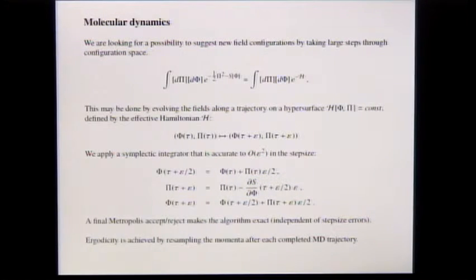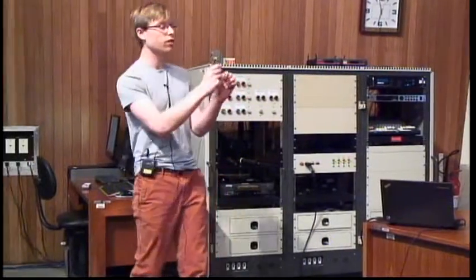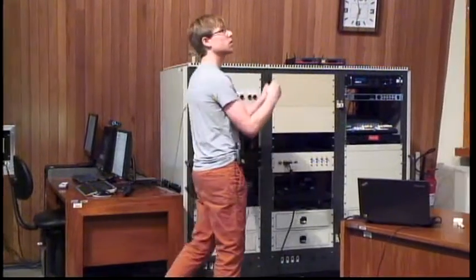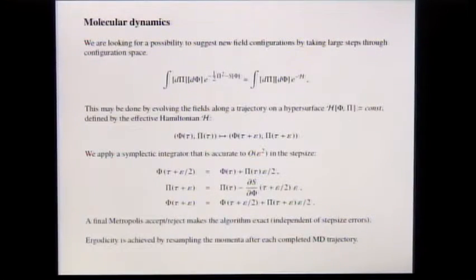Now, of course, we can use this fact by suggesting new field configurations by applying a molecular dynamics algorithm on the hypersurface provided by this effective Hamiltonian. So we will look for a new configuration on this hypersurface, and by that we make large steps in configuration space because we avoid that the algorithm really just carries out a random walk around one particular configuration that we started from. This is done by a symplectic integrator, which conserves the effective energy up to order epsilon squared in the step size. This is the particular scheme that we might use.